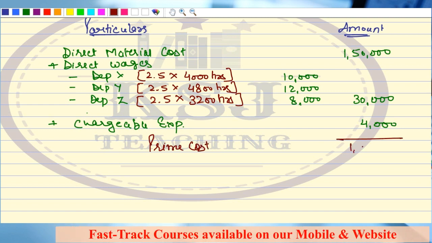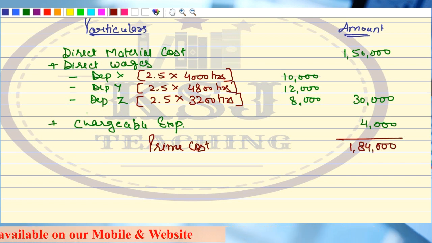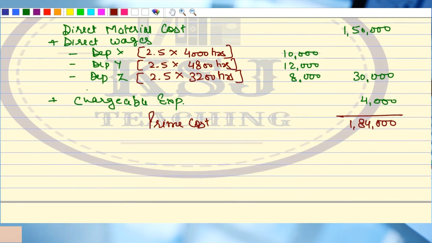That is 1,84,000. Any doubts up till this point? This is the actual figures that we are creating. Now, come to the overheads. Add overheads.